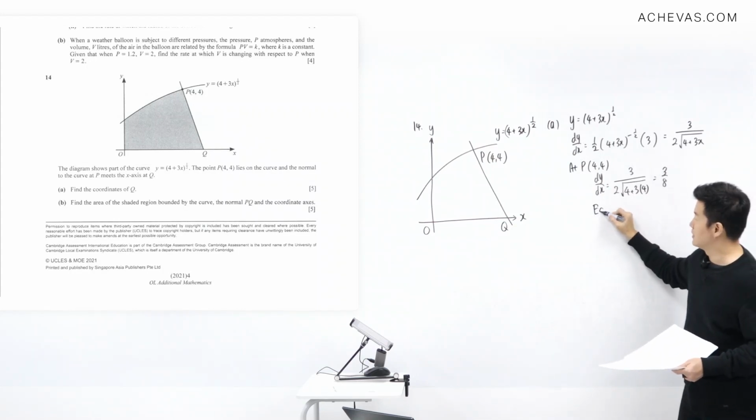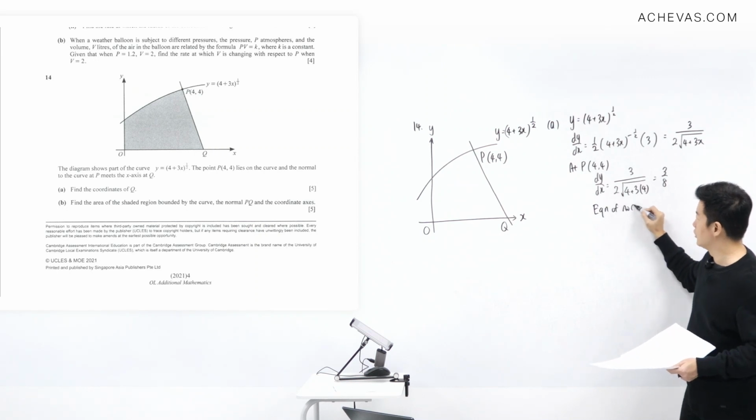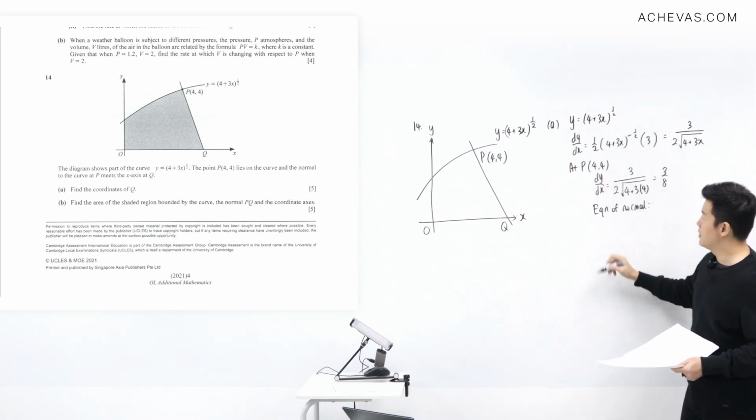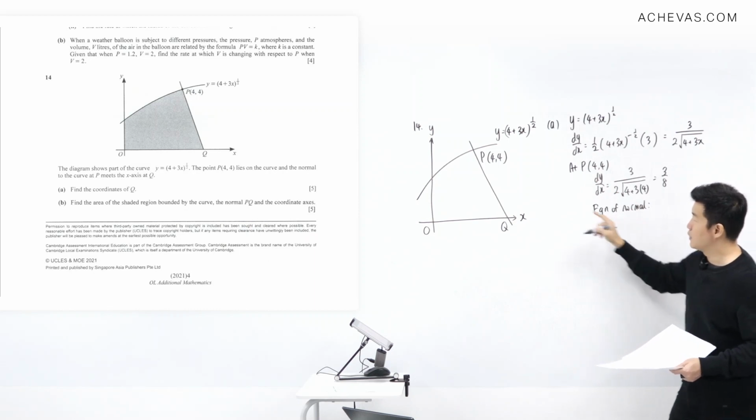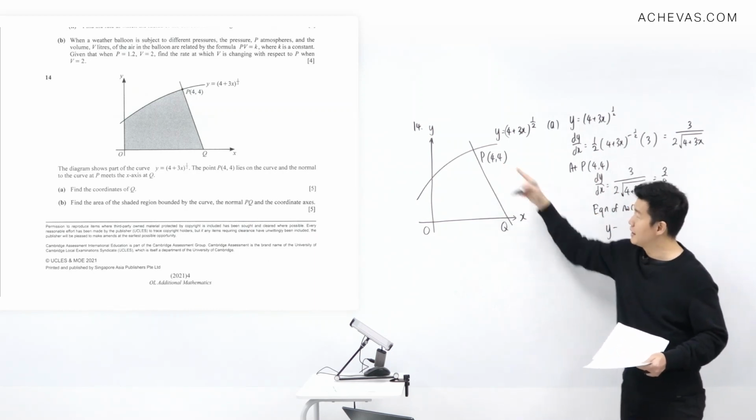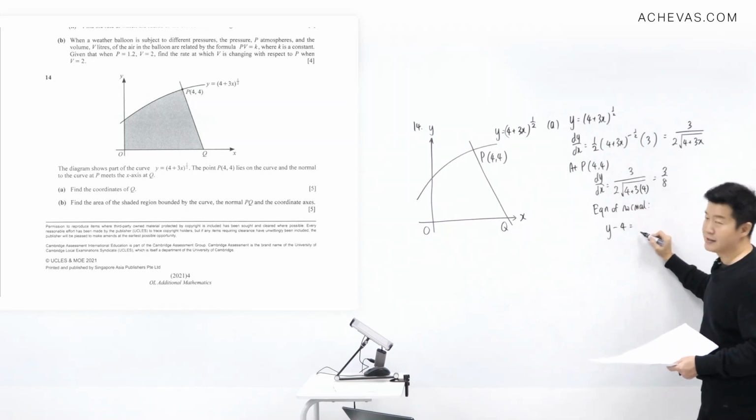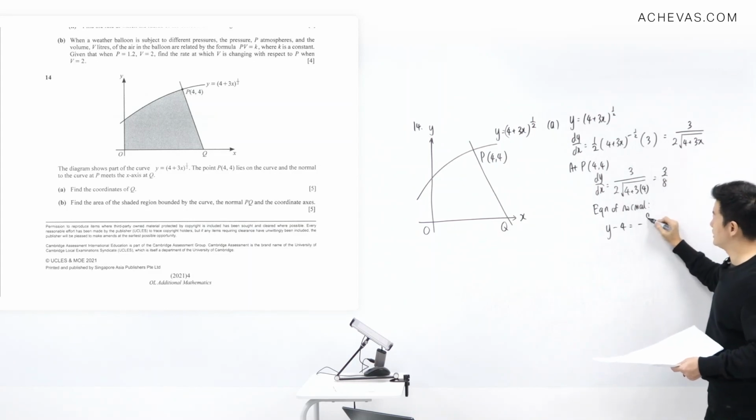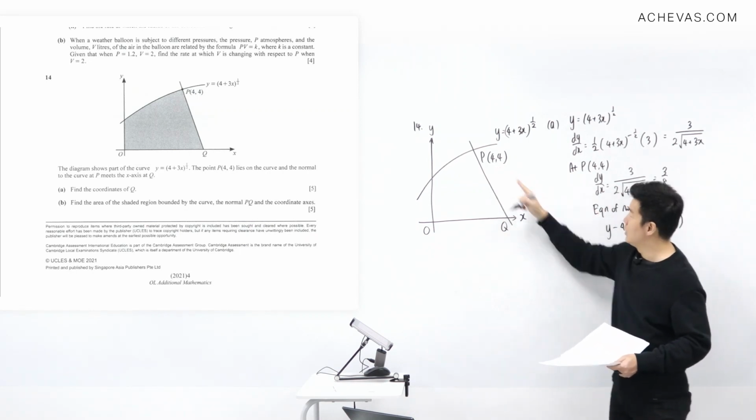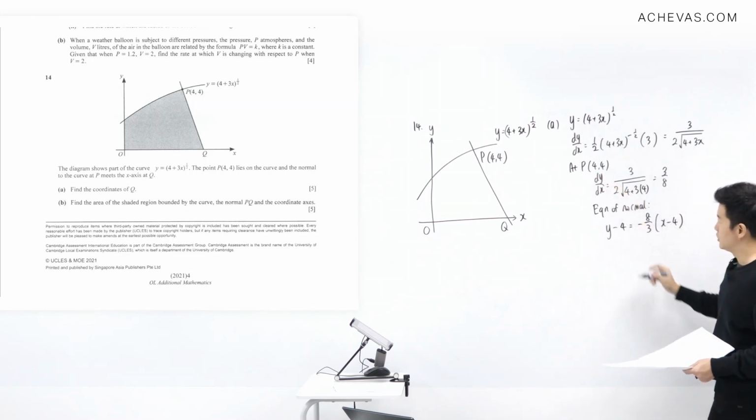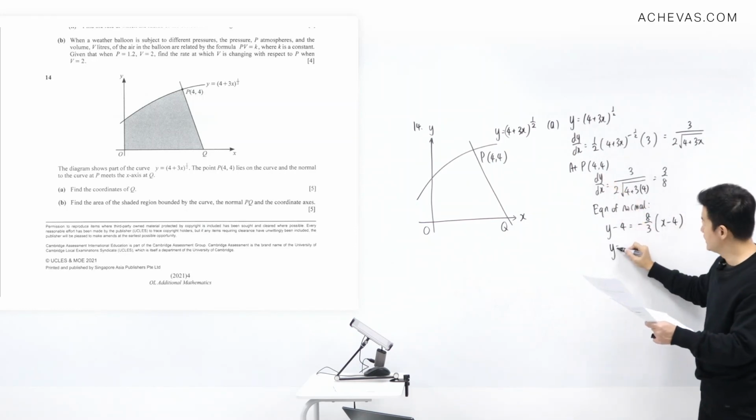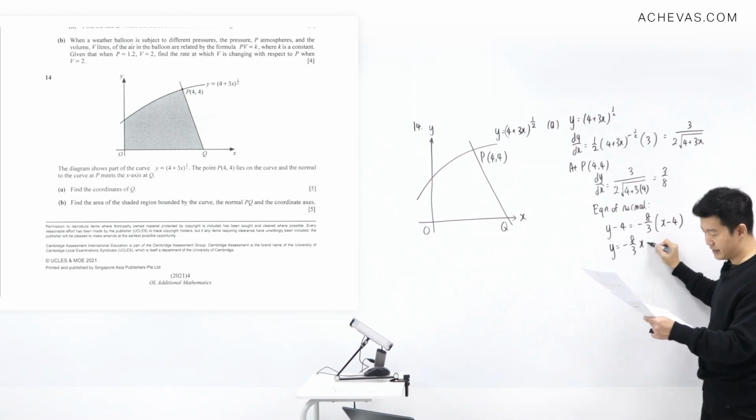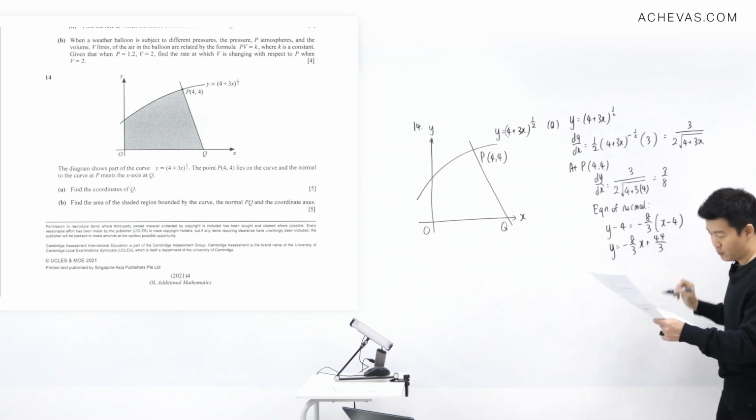So this will give us the equation of the normal at the point P, which is going to be y minus the y coordinate of a point that is lying on this line. I'm going to use the point (4, 4), is equal to the gradient of this line, which is minus 1 over this, which is minus 8 over 3, and x minus the x coordinate of that same point that is on this line, which is based on P, so it is 4. So I will be getting y is equal to minus 8 over 3 x plus 44 over 3.